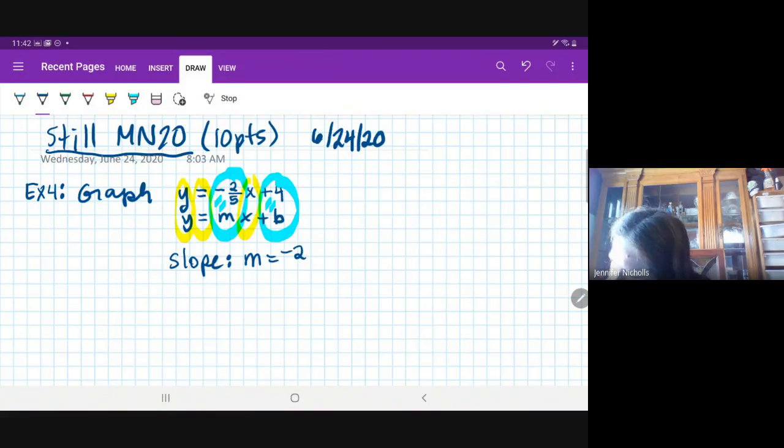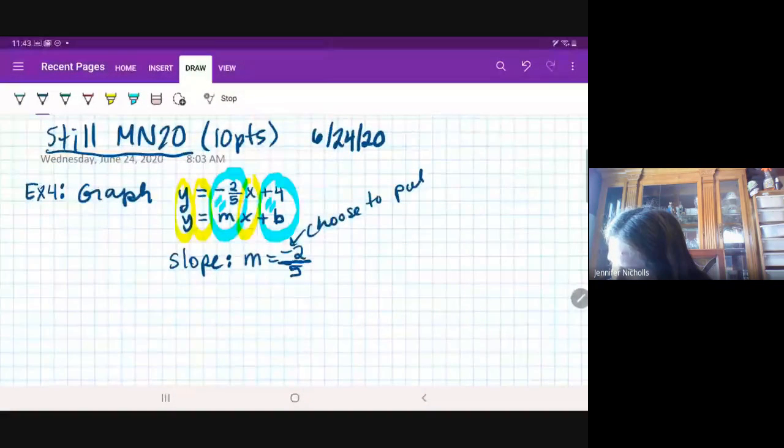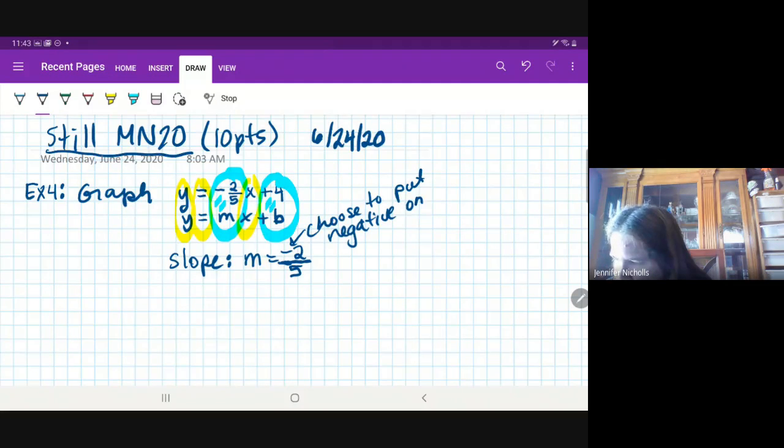Now, when you do this, you're going to want to choose where to put the negative. So notice my line. Okay, so I'm going to choose to put the negative on top. Now, you're allowed to put it on the bottom or the top. You just can't put it in the front when you're doing slope.